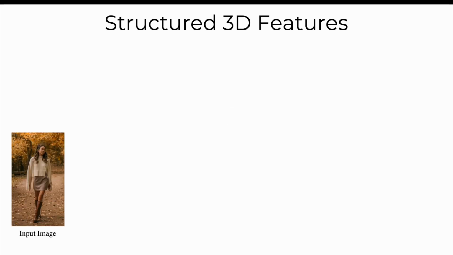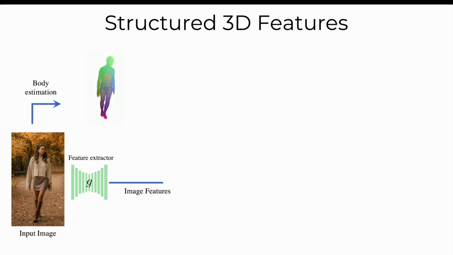Starting from a single image, we first extract image features using the feature extractor network G. This is similar to pixel-aligned features used by previous methods. However, there is no straightforward way to manipulate them for downstream tasks, such as reposing. In our pipeline, we first estimate 3D body pose and shape in the form of a parametric body model.